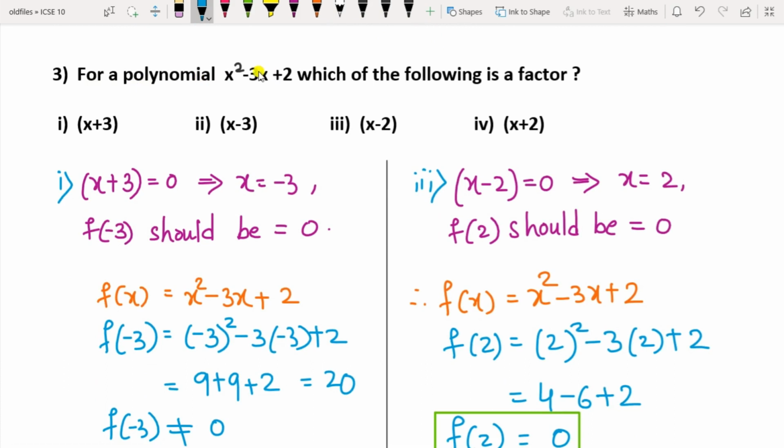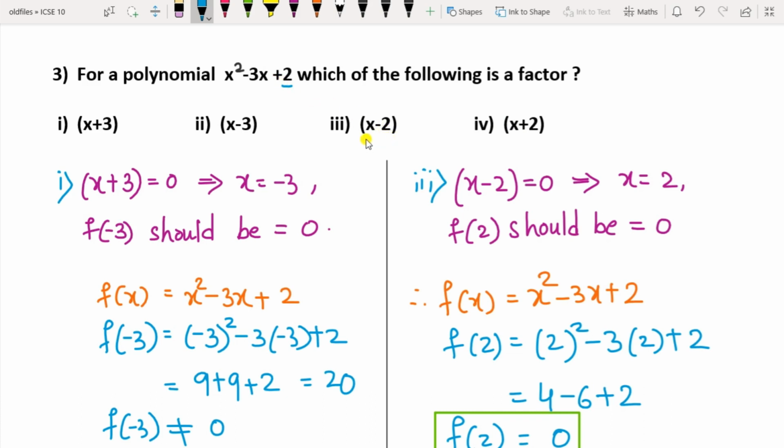For a polynomial x square minus 3x plus 2, which of the following is a factor? Now you can see here the constant term in the given polynomial is 2, as 3 is not a factor of 2 here, right? So these two terms you can eliminate. Now remaining are these two terms here, so x minus 2 and x plus 2 here. So 2 is a factor of 2 here, right? Now you can see the sign here, it is plus and it is minus. To get the remainder 0, we need the opposite sign.